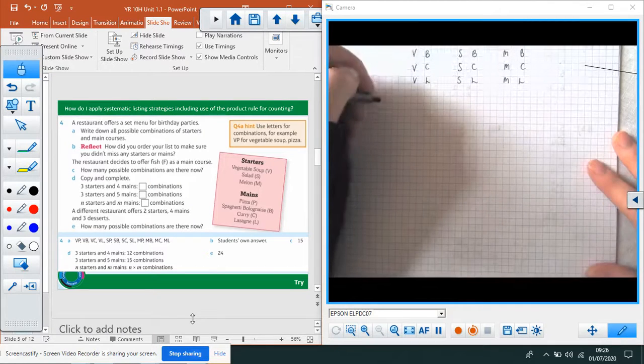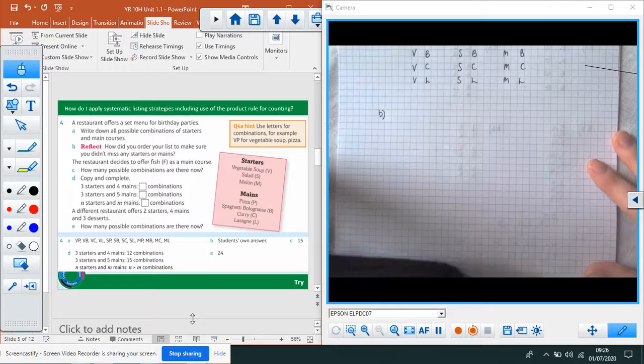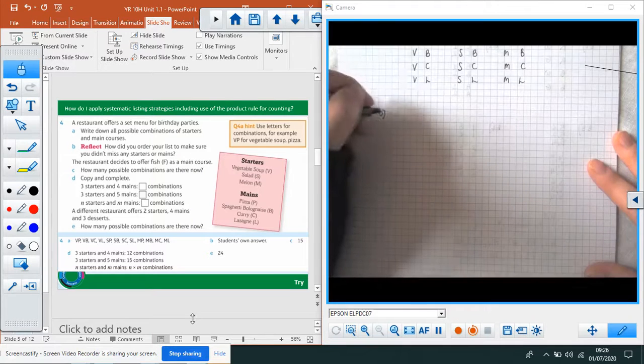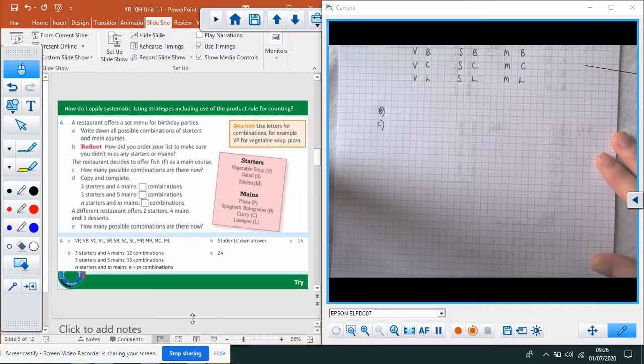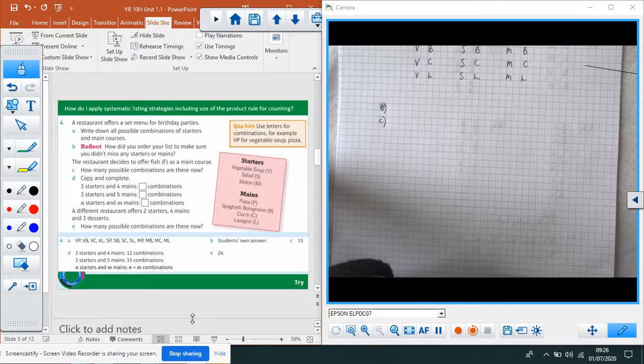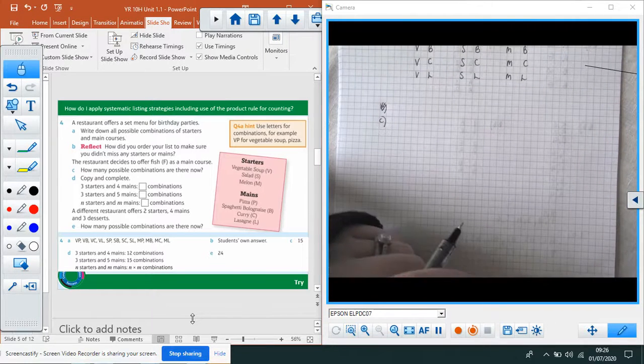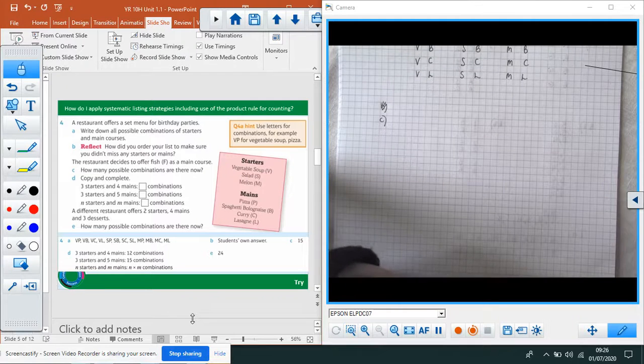Question B. Oh no, that's what we've just done, sorry, apologies. Question C. How many possible combinations are there now? So it says the restaurant decided to offer fish as a main course. How many possible combinations are there now?